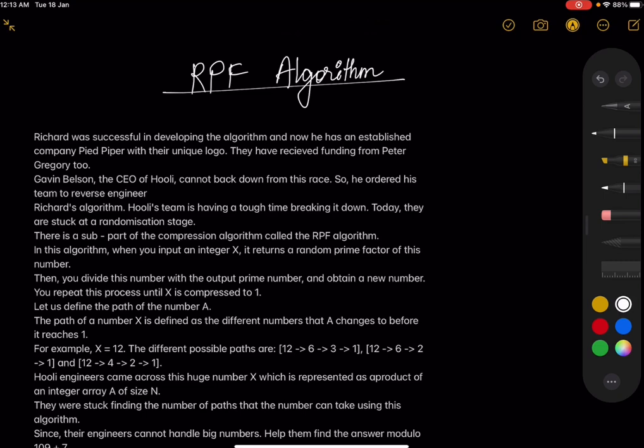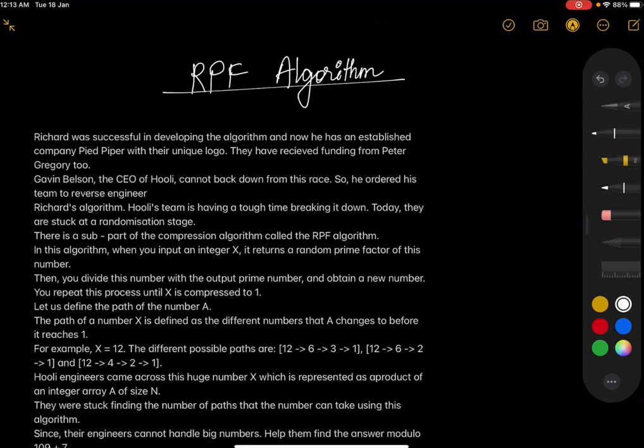So the problem says that Richard was successful in developing the algorithm and now he has an established company, Pied Piper, with their unique logo. They have received funding from Peter Gregory. Gavin Belson, the CEO of Hooli, cannot back down from this race, so he ordered his team to reverse engineer Richard's algorithm. Hooli's team is having a tough time breaking it down. Today they are stuck at a randomization state.